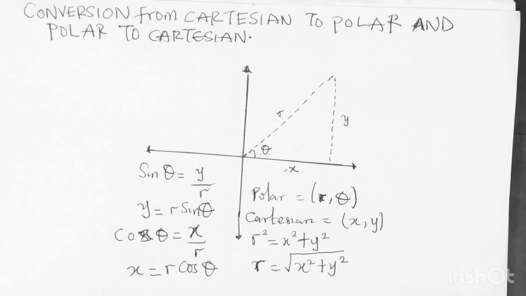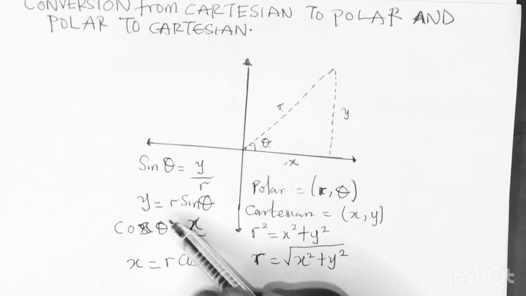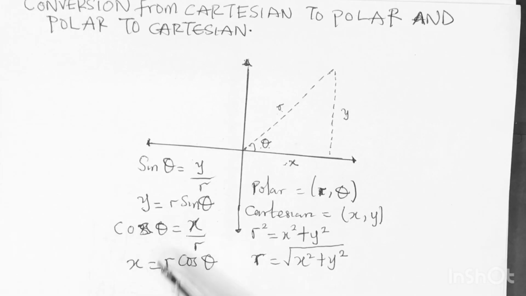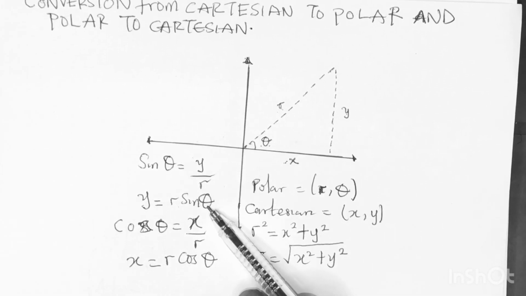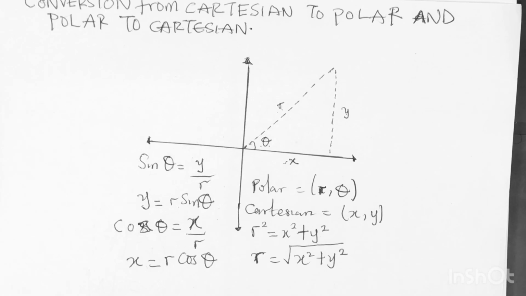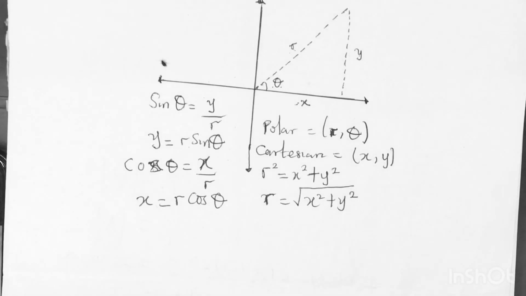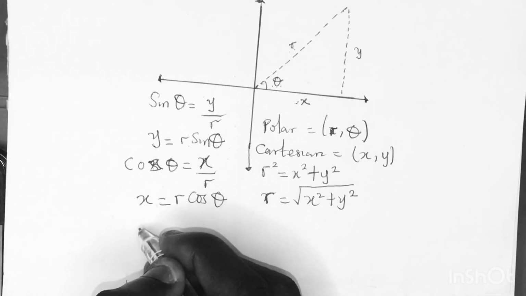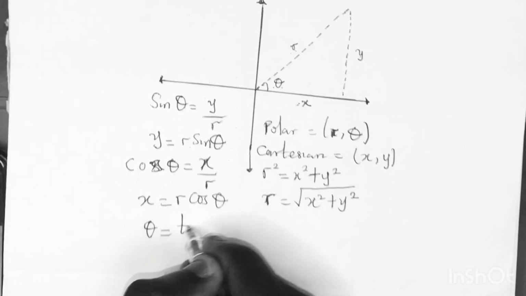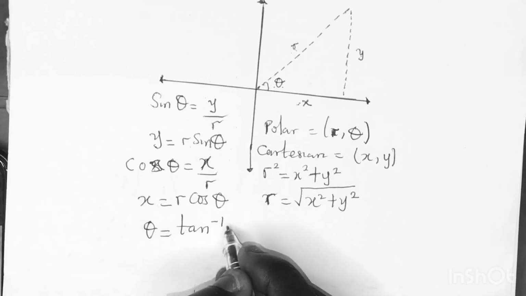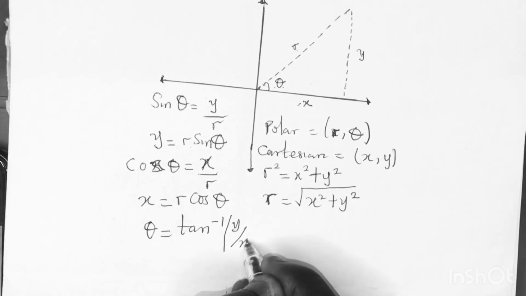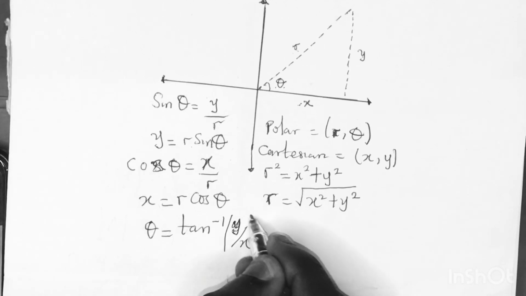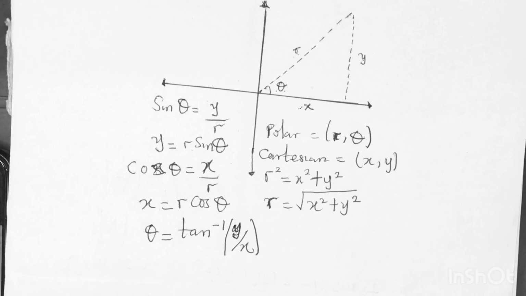So from polar to Cartesian, to get my y coordinate I will use r multiplied by sine theta, and to get my x, I will use r cos theta. After that, how will you get your theta? To get your theta is actually very simple. Your theta is going to be the tan inverse of y over x. And that is how you are going to get your theta.